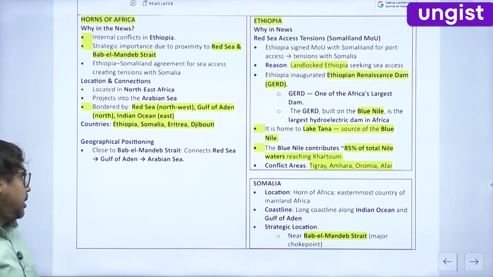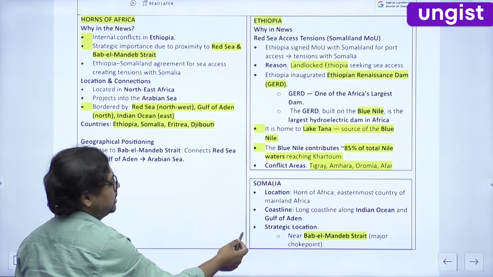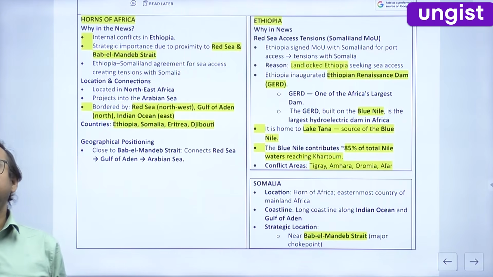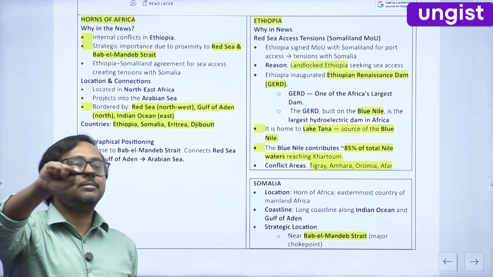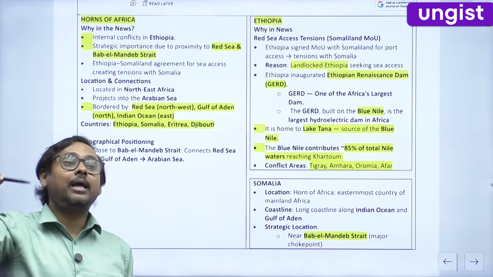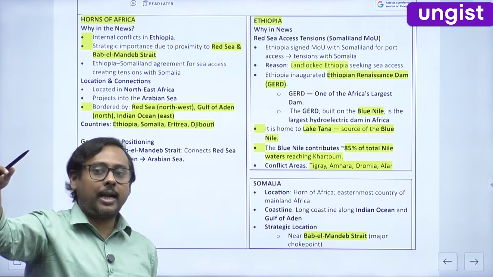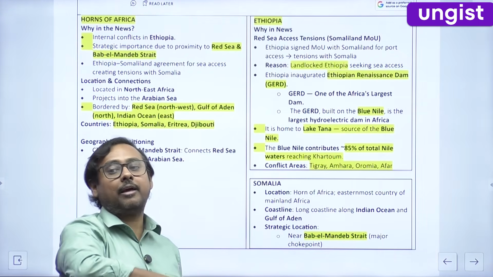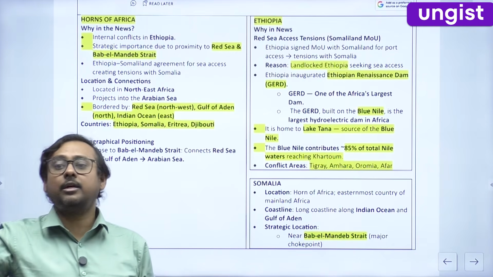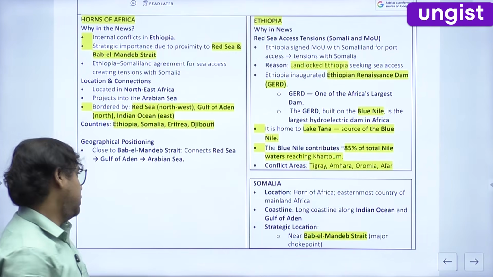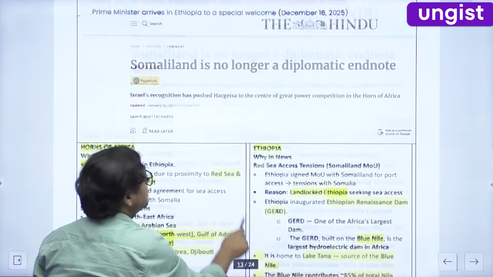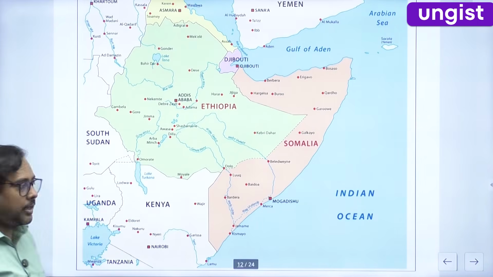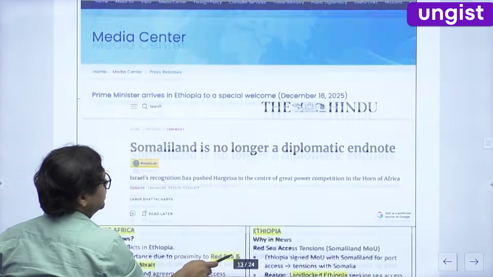Okay? So Somalia is having tension with which country? Somalia is having tension with which country, guys? Right? Somaliland they have, yes, but Somaliland gave access to Ethiopia. So Somalia is having tension with which country? Ethiopia. Okay? So it is the easternmost country. It is the easternmost country. You can tell from the image itself. It is the easternmost country. Okay? Okay. Excellent.